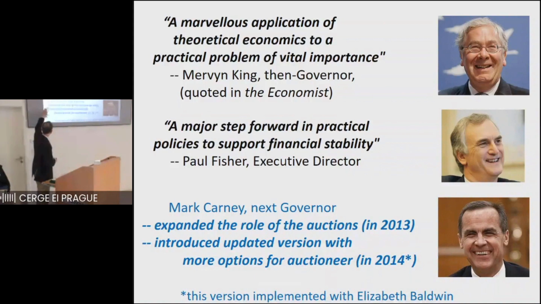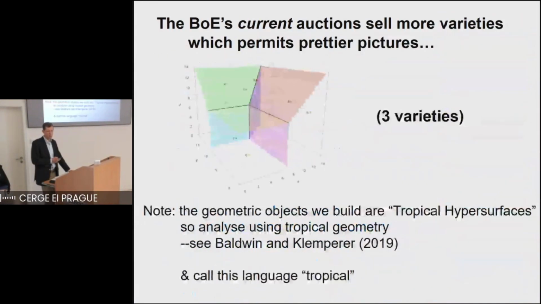So the acid test in a way was when the new governor came in and said, this is great, let's expand the role of the auctions, we'll have a new updated version, and that's when Elizabeth Baldwin started helping me with this project. And so importantly, in the new version, we did now move to more varieties. Important because it means we have much prettier pictures. And if you go onto my website, you will find pictures.